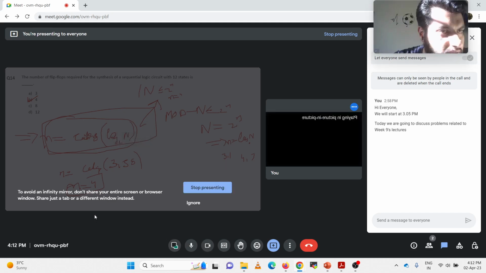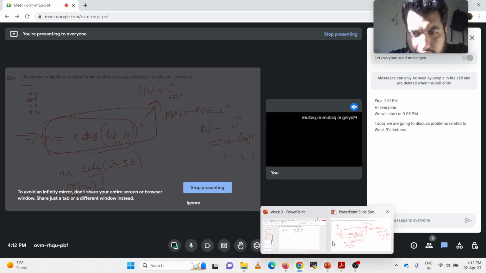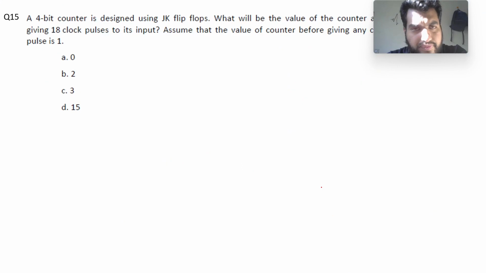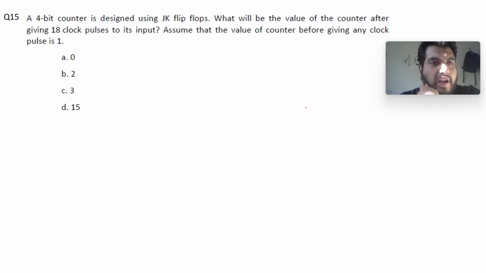Now let's just discuss question number 15 of today's live session. The question 15 states that a 4-bit counter is designed using JK flip-flops. What will be the value of the counter after giving 18 clock pulses, assuming that the value of the counter before giving any clock pulse is 1?